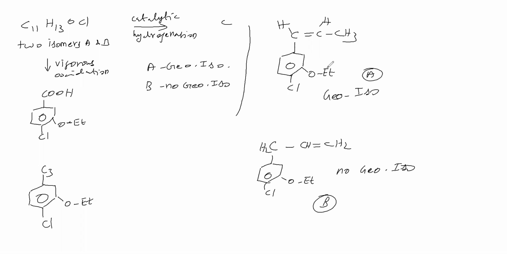Now this A and B on hydrogenation. Hydrogenation means a double bond is converting into single bond. Then we are getting so and so compound. Both are giving the same compound, that is C. A on catalytic hydrogenation gives C. B also on catalytic hydrogenation gives the same compound C. Therefore, what is A means this compound, what is B means this compound. That's what we can say. A is showing geometrical isomerism means cis isomer and trans isomer we can say.